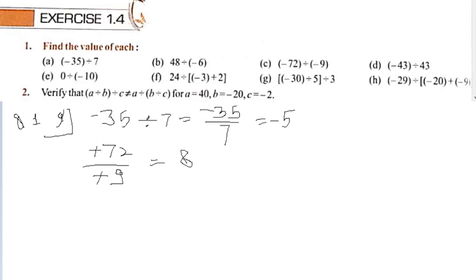Now D part is very simple. You do it yourself. Minus 1 will be your answer. E part: 0 divided by minus 10. 0 divided by minus 10 you will get 0. You will get 0 upon minus 10, and 0 upon minus 10 means your answer is 0. It means from 10 values you haven't taken any value. So your answer is 0.